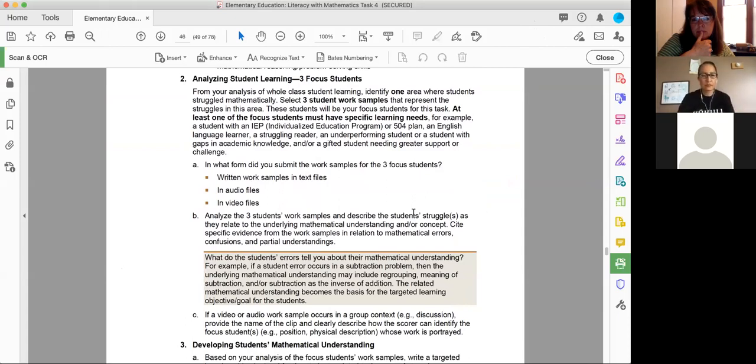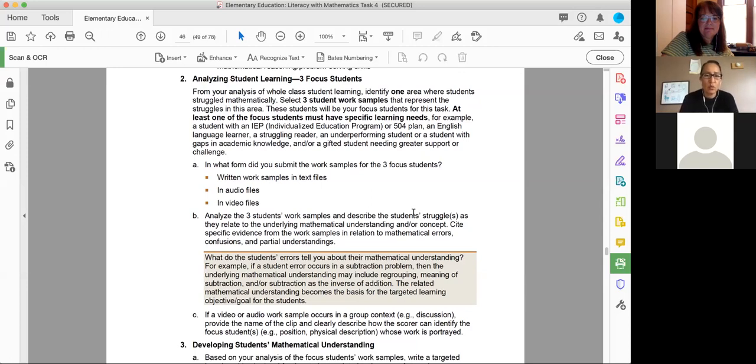Okay. So the next one, it says analyzing student learning on the 3 focus students. Okay, so 1, you focus on the whole class. 2 here, we're focused on the 3 students. And you want to identify 1 area where students struggled mathematically. Select 3 student work samples that represent the struggles in this area. These students will be your focus students for this task. At least 1 of the focus students must have specific learning needs. So for example, a student with an IEP or 504 plan or an English language learner, struggling reader, underperforming, etc.